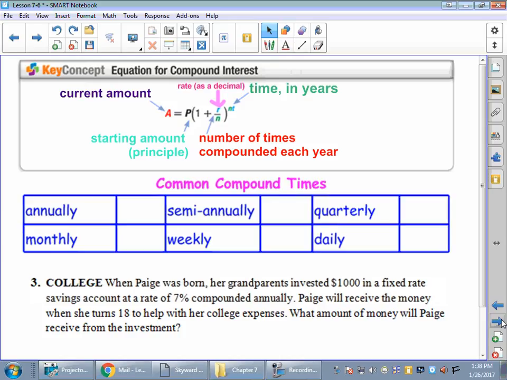So there's some common compound times down here. We're going to talk about this in class, but how many times a year they're adding interest? So if it's annually, they just add interest once a year, right? One time. If it's monthly, every month they add interest, how many times a year would they put interest on that? So let's just stick with the annual.